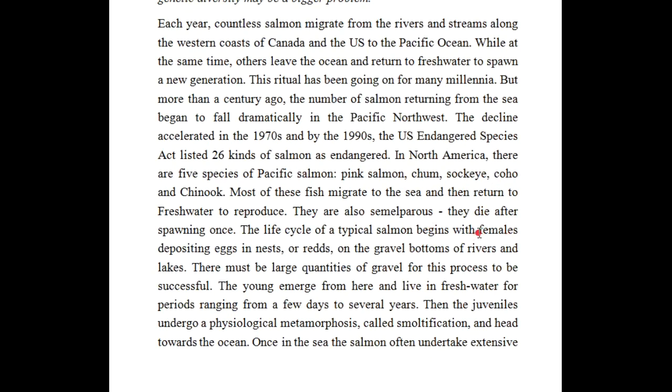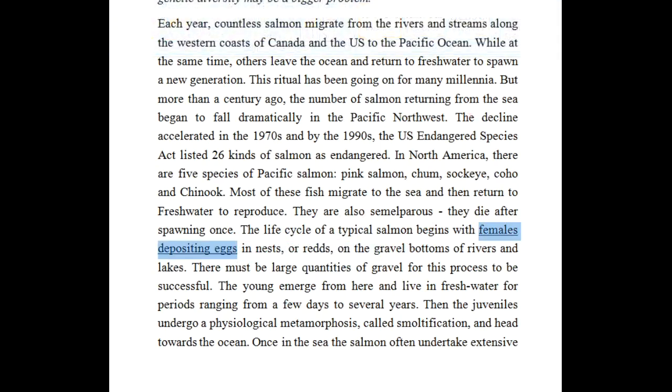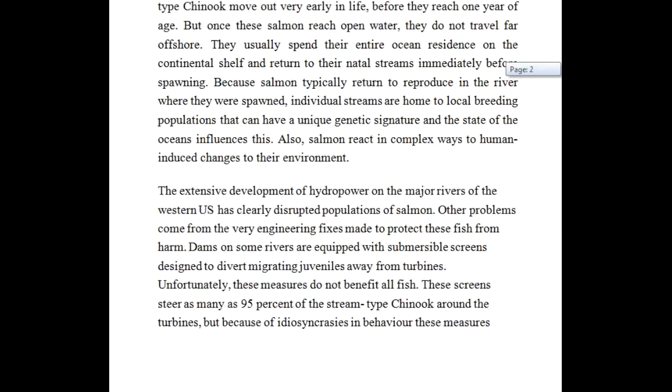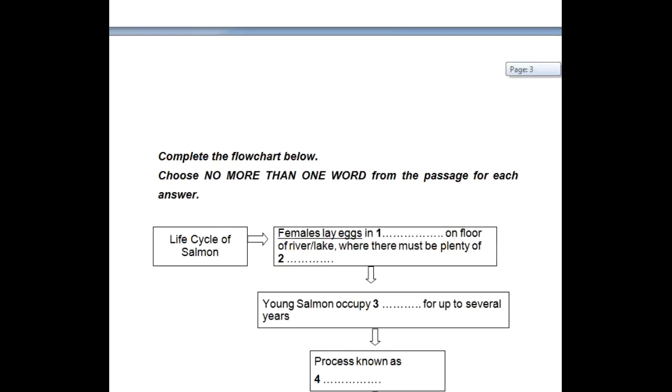Oh, we got it here. So you can see sometimes it takes too long. Females deposit eggs. So deposit legs, lay eggs, both are the same thing. So you will underline this one and you will look at the questions. What exactly I have to find out? So you have to find out female legs in dash on floor.